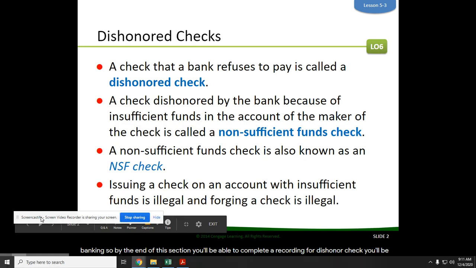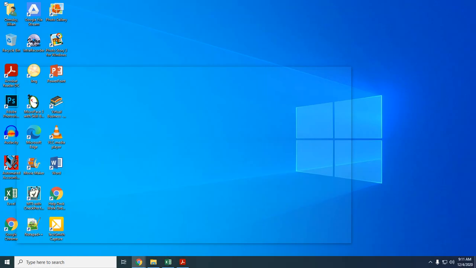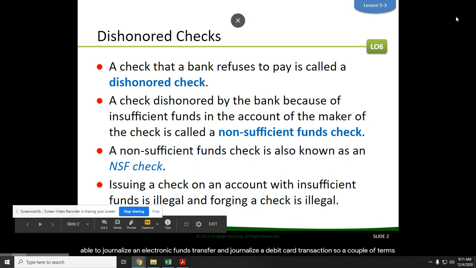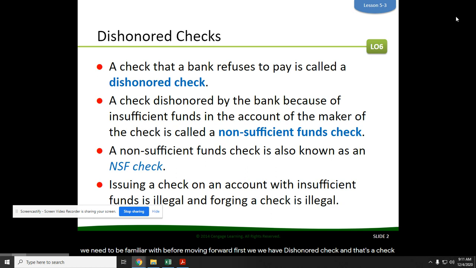So, a couple of terms that we need to be familiar with before moving forward. First, we have dishonored check, and that's a check that a bank refuses to pay. There's a couple of different reasons why the bank would refuse to pay a check, but the biggest reason is because of insufficient funds. So, if you try to write a check out of an account that doesn't have the correct amount of money on it, that's a dishonored check. So, a check dishonored by the bank because of insufficient funds in the account of the maker of the check. We could also call this an NSF check.